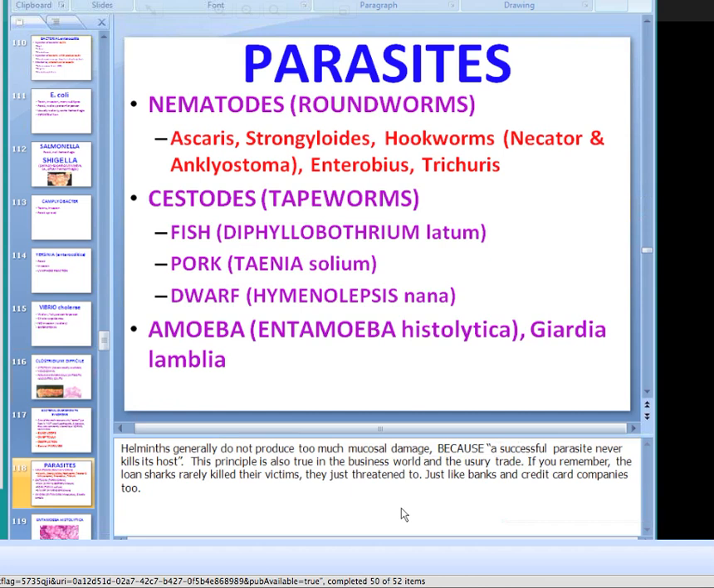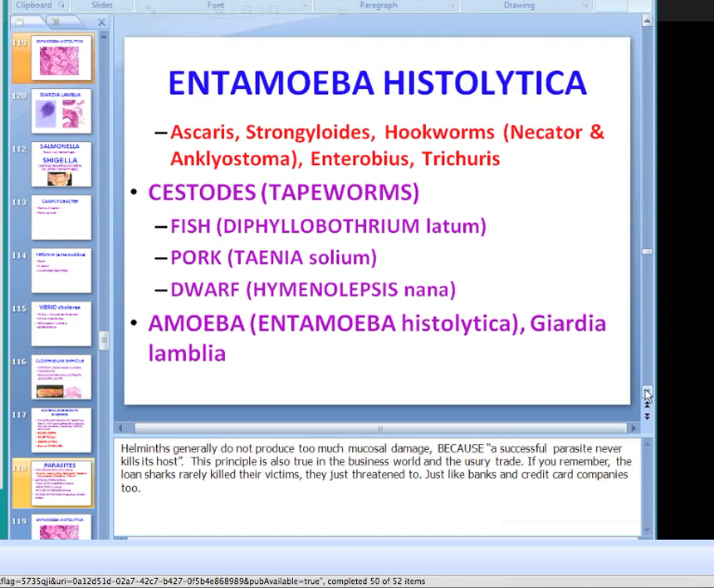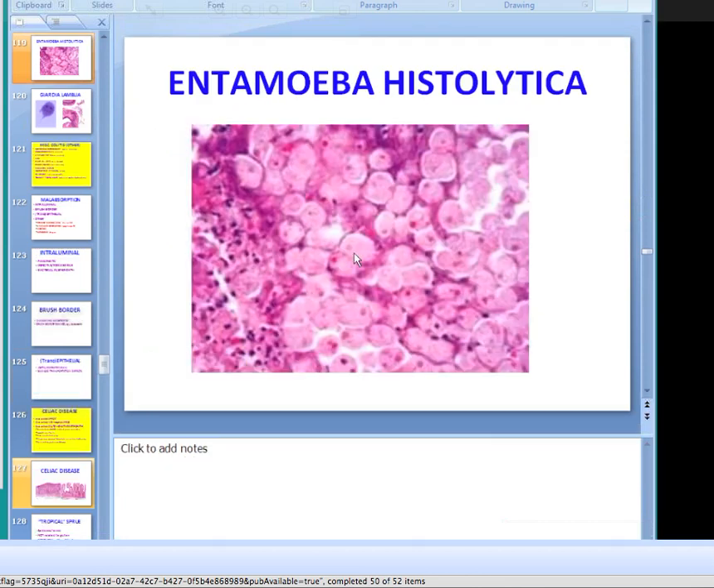On the other hand, some of the unicellular parasites like the amoeba and Giardia can produce a significant amount of damage, and there's usually a lot of histopathologic change. Amoebiasis, or amoebic dysentery, caused by Entamoeba histolytica, which is the main one, can produce a significant amount of colon damage.